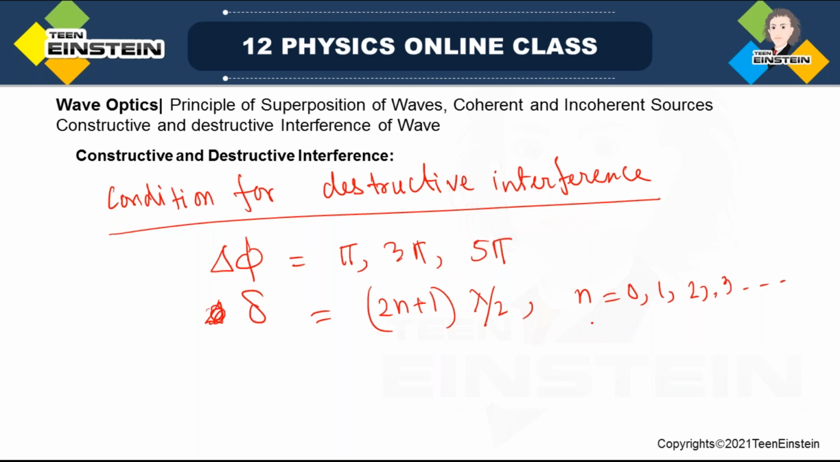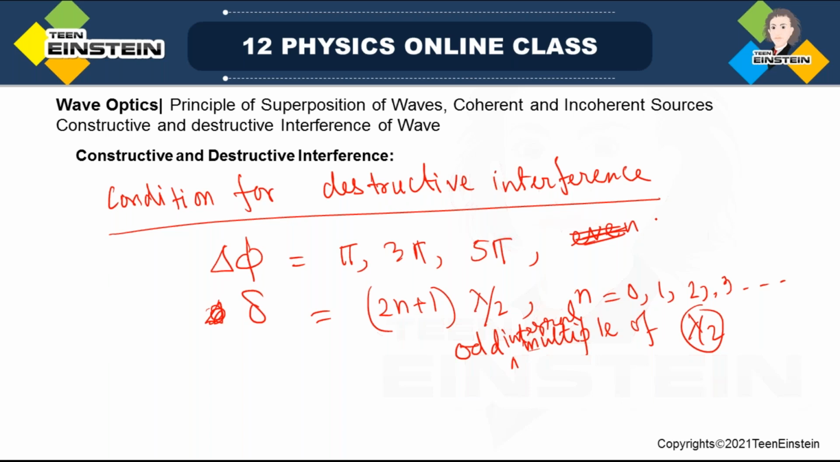So any integer number. So this means the path difference has to be an odd integral multiple of lambda by 2. Sorry, odd multiple. Odd integral multiple, that is also fine. Odd integral multiple of lambda by 2. Or, sorry, odd multiple of pi in phase difference. Odd multiple of pi.